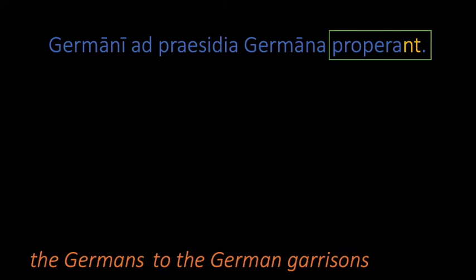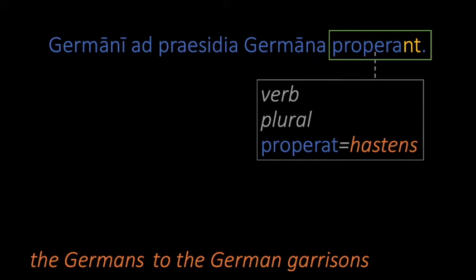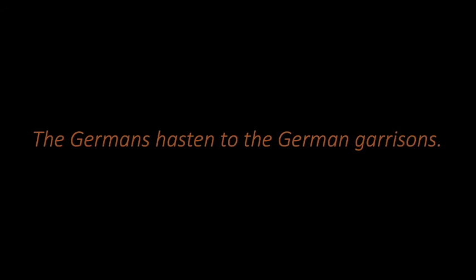At the end, we have properant. This is a verb in the plural form. It agrees with the subject Germani. The base means hastens, so we read it as hasten. Thus, for the whole sentence, we have the Germans to the German garrison hasten. Reordering the words for English, we have the Germans hasten to the German garrisons.